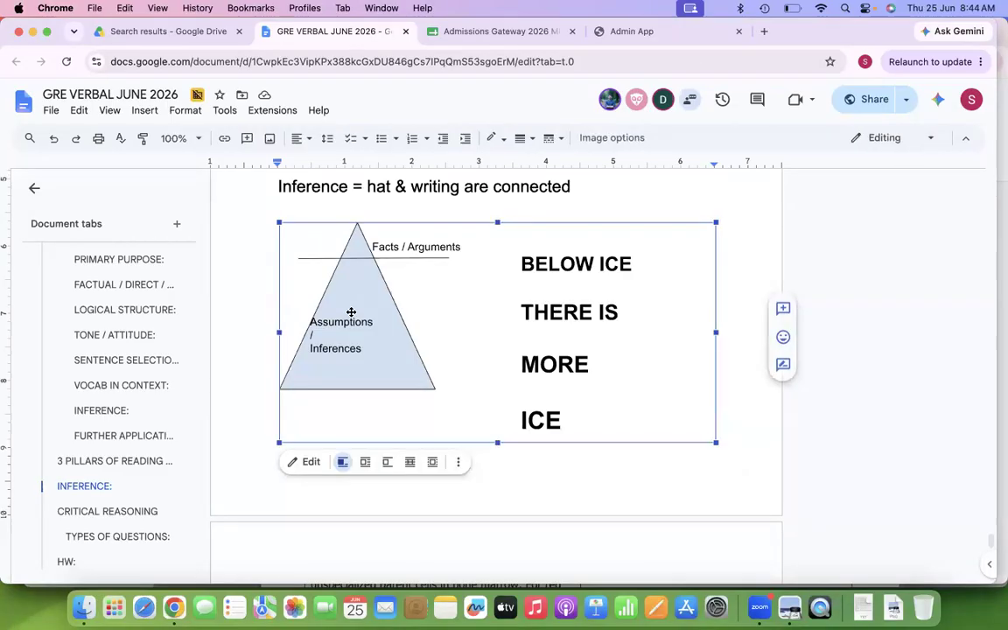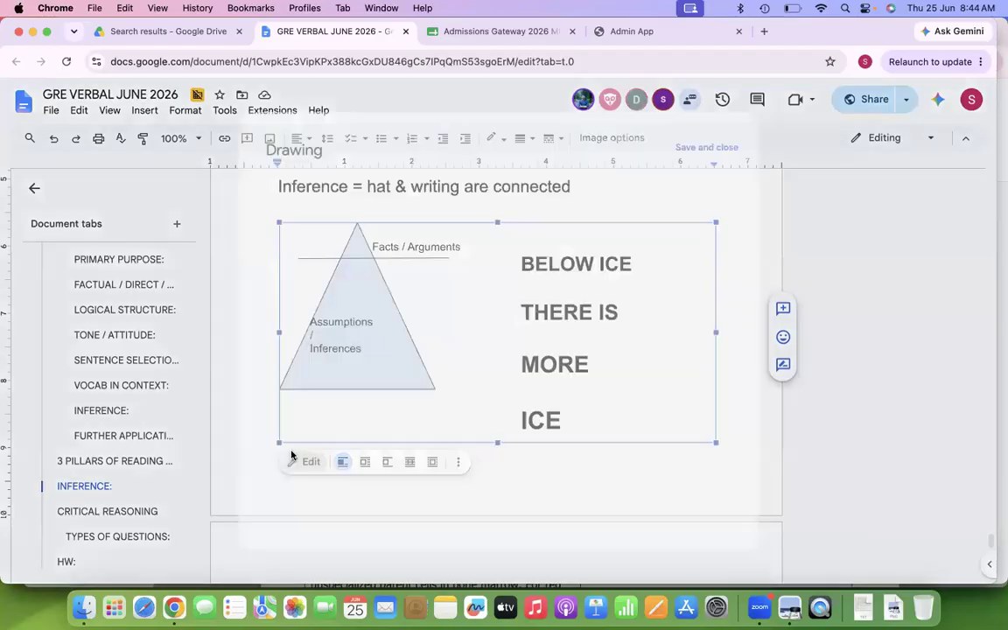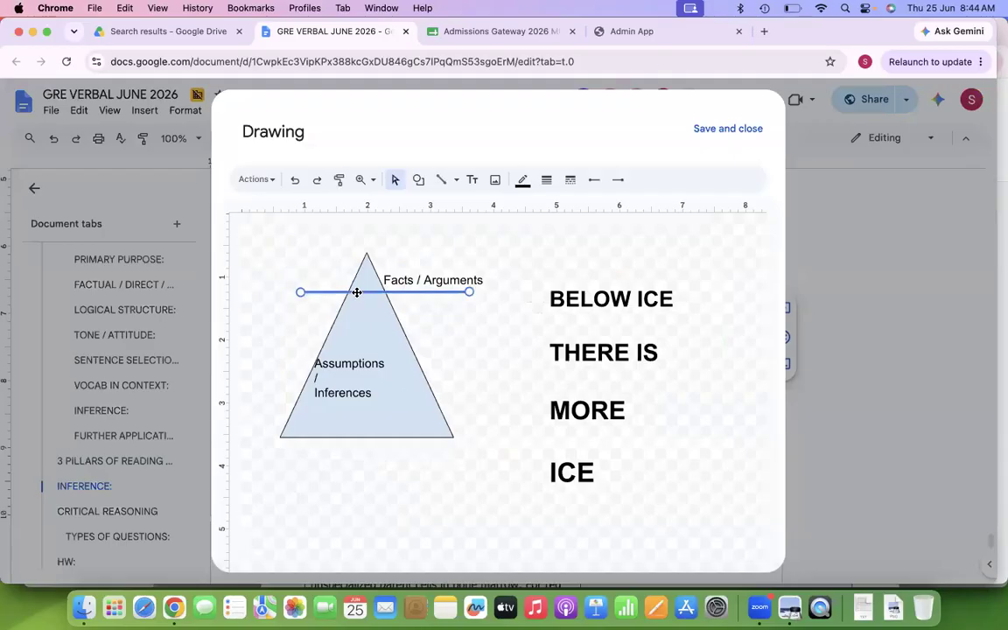See this. Any confusion that we've had about inference versus factual, it should go away with this. The easier an inference question, more of the iceberg should get exposed. So it should be as easy as solving a factual question. The tougher it is, the less of the iceberg should be exposed.